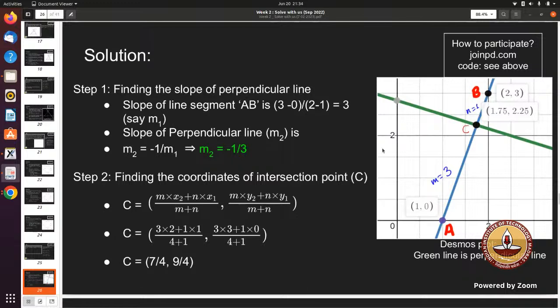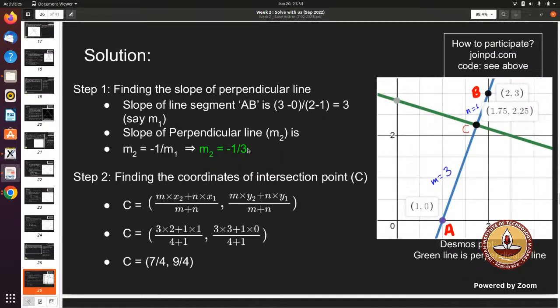So A was (1, 0) and B was (2, 3). If we calculate the slope, that will be 3. So the straight line which is perpendicular to this has slope minus 1 by the previous slope. So it is minus 1 by 3. Now taking the section formula, we can calculate the coordinate of C, which is eventually coming out to be 7 by 4 and 9 by 4.